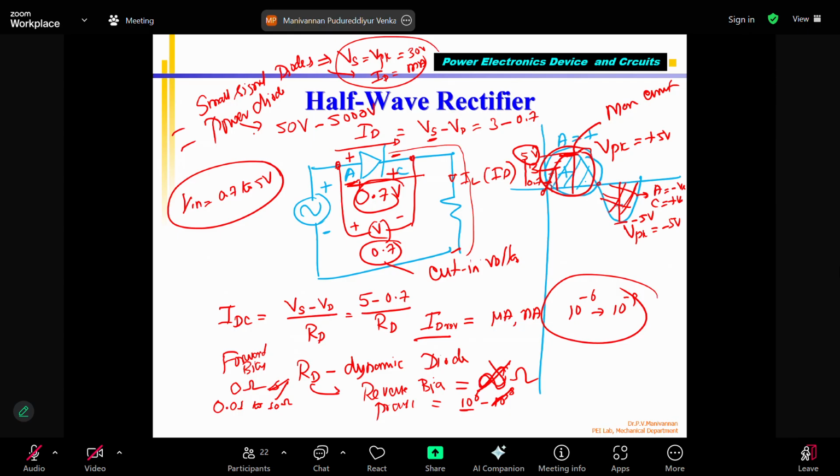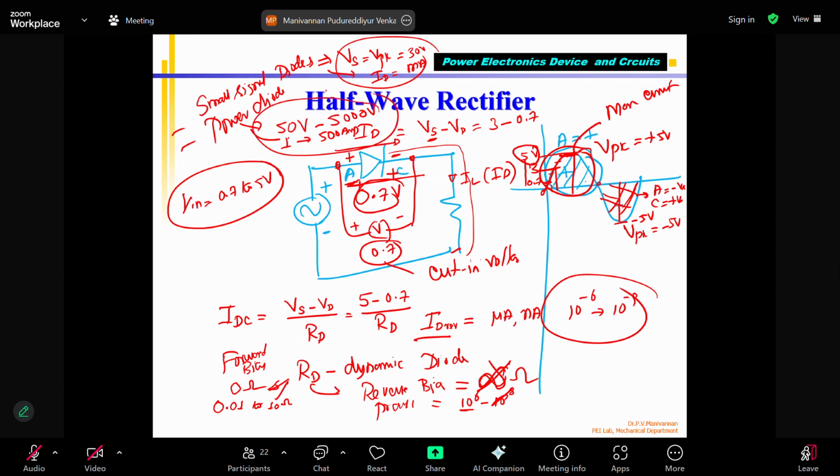Current can be 1 amp to even 500 amps. There are diodes, a single diode capable of withstanding 500 volts and 500 amps also. That will be bulkier. The diode will be 10 kg, 20 kg, with a lot bigger heat sink, all those things. That is called a power diode, correct?